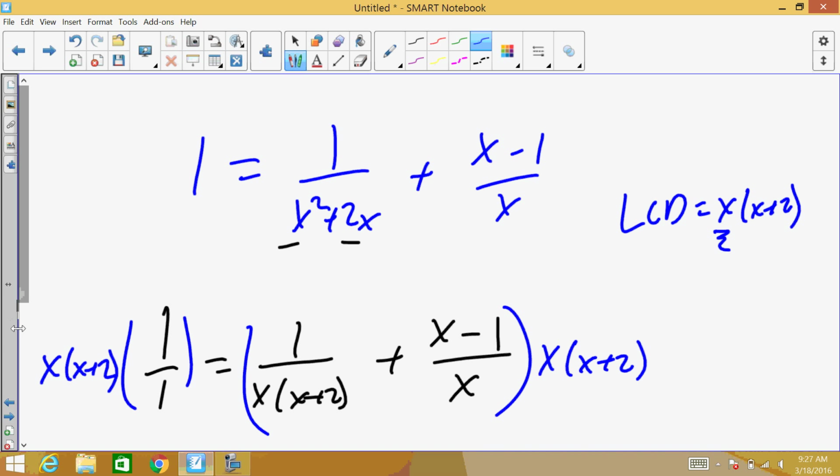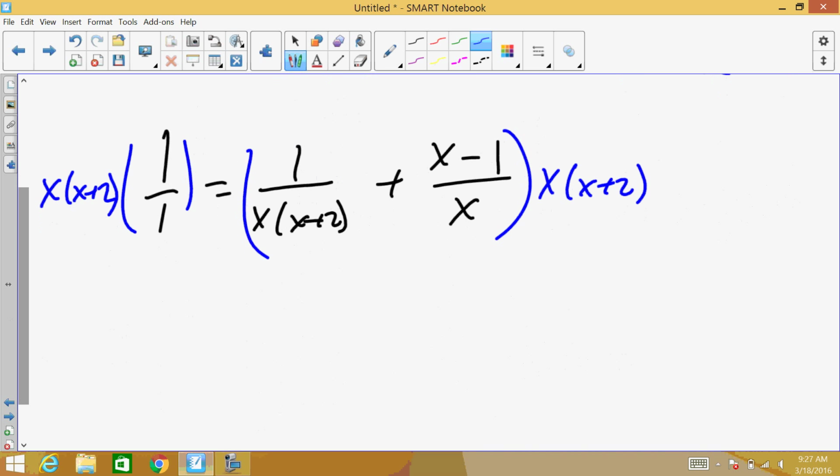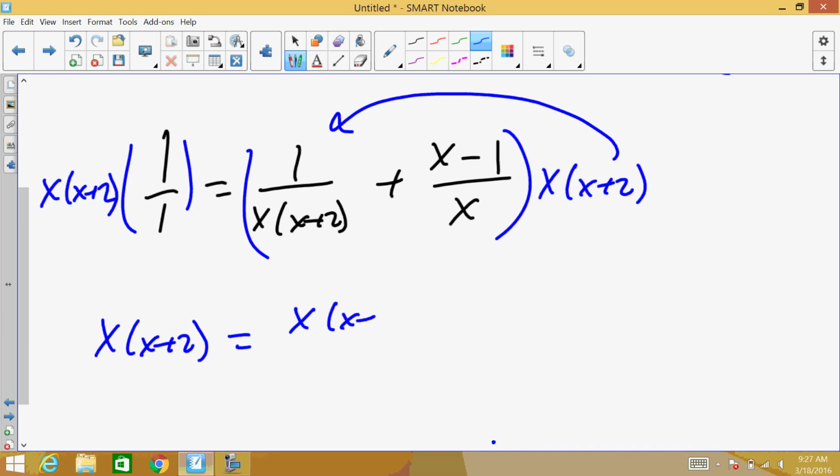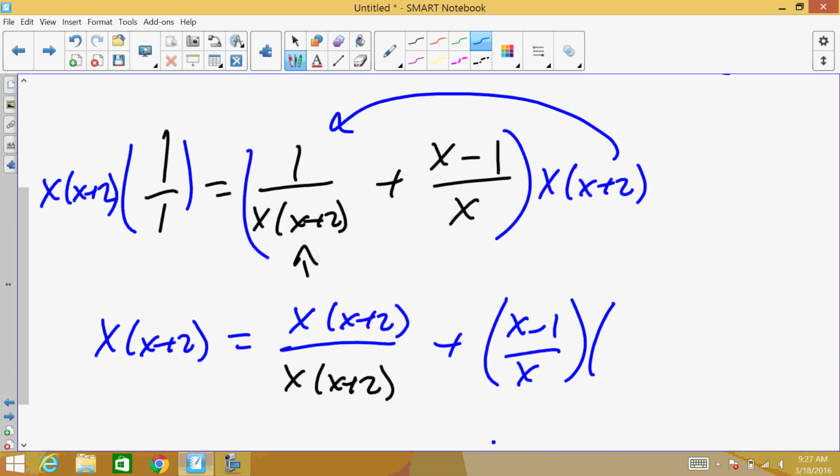Now, when I use this method, it can get a little cumbersome at times. So this is the first method I showed. I'm going to show you a second method here in just a little bit. So on the left side, it looks like I get x times (x plus 2) equals. I distribute in here. I get x times (x plus 2) times 1. I don't need to write the times 1 over my denominator that I had before. x times (x plus 2) plus, oh, I've got this mess, (x minus 1) over x times (x plus 2). I'm going to write that over 1 when I distribute into that piece right there.